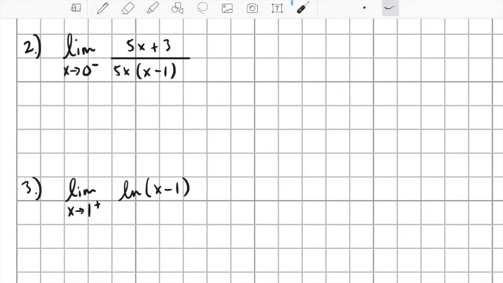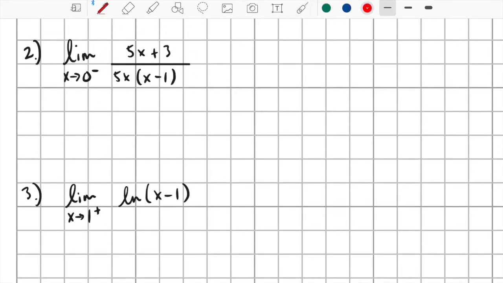Okay, so this one, we want to find the limit as x approaches 0 from the left of this rational function. So again, let's just do direct substitution. I'll do it down here now. Let's see, so the numerator. If I plug in this 0, 5 times 0 is 0, plus 3 is 3. So we get 3 in the numerator. If I plug in a 0 there and there, we're going to get 0 times -1. And 0 times -1 is just going to be 0. So we don't want that.